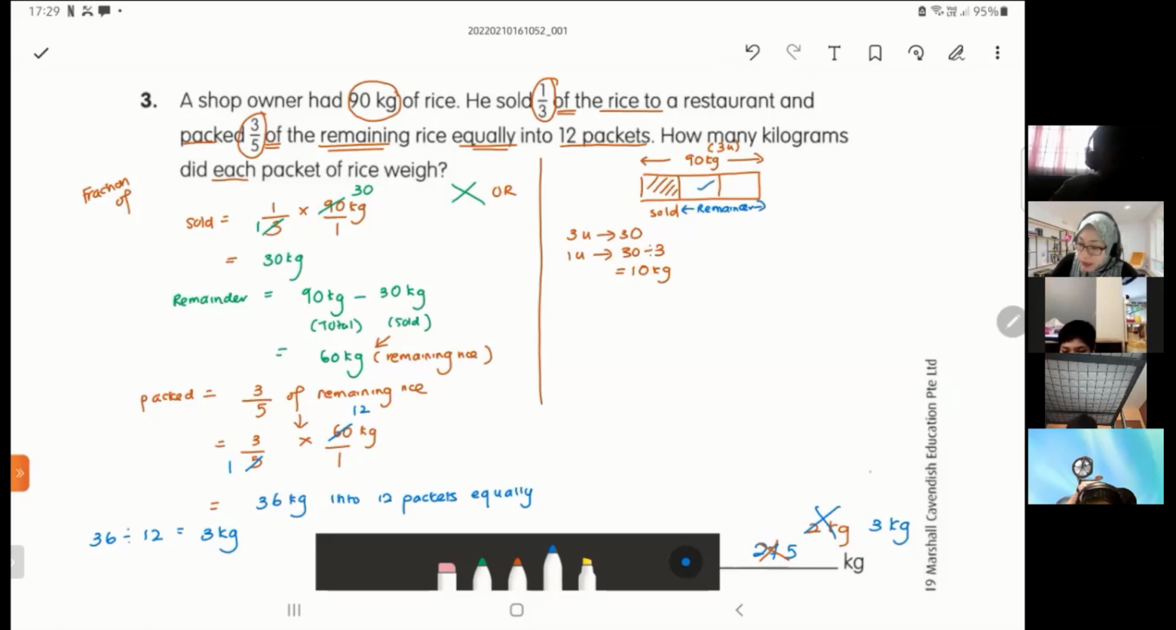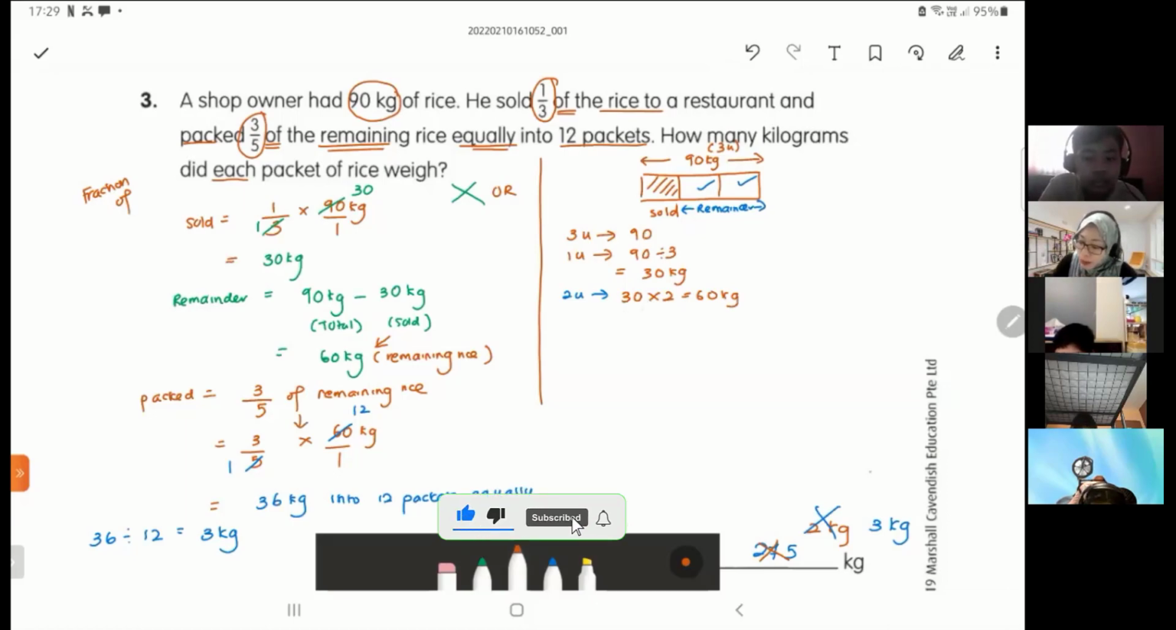My remainder is how many units? 2 units. So 2 units will be, why is it 30? Yeah, your careless mistake. 3 units is 90. 1 unit is 90 divided by 3. I get 30 kg. Okay. 2 units is 30 times 2, 60 kg. So this is my remainder, right?